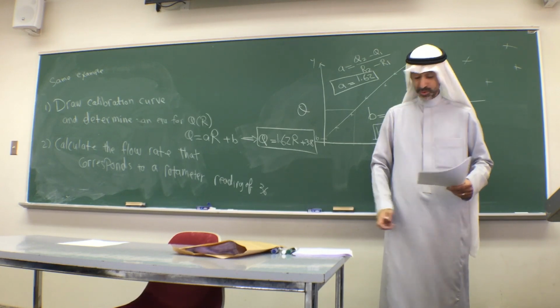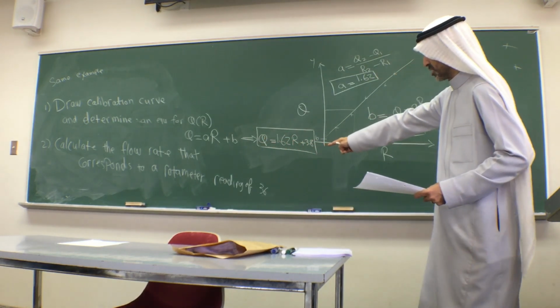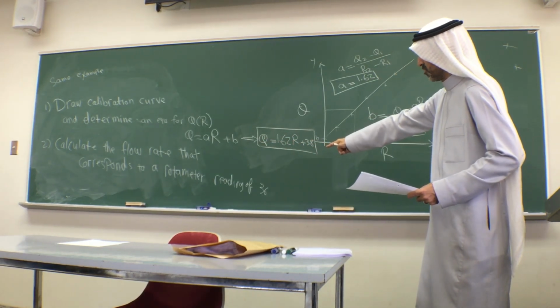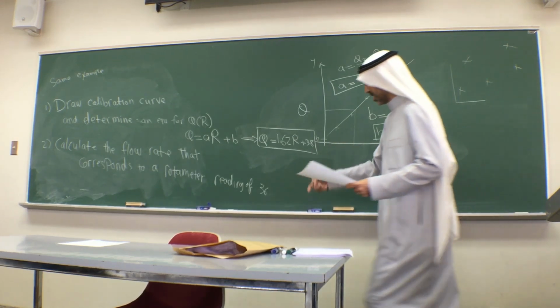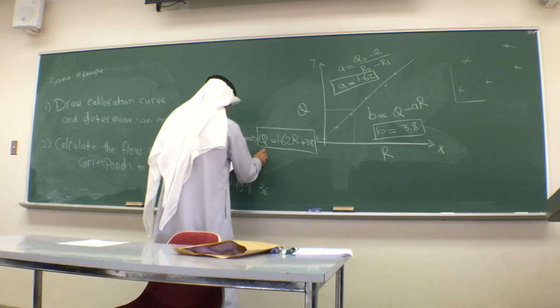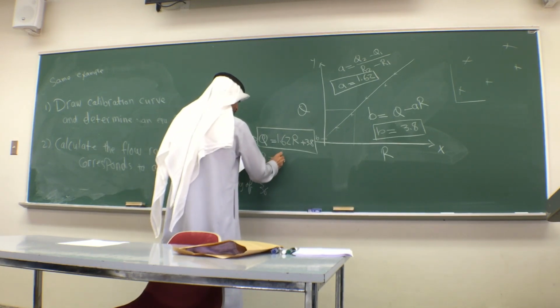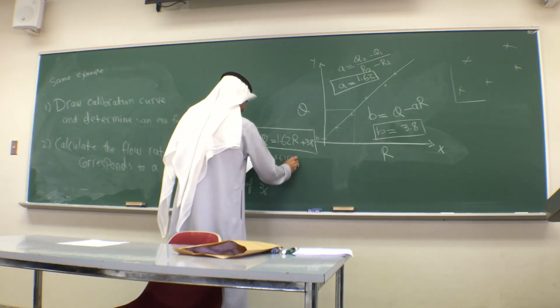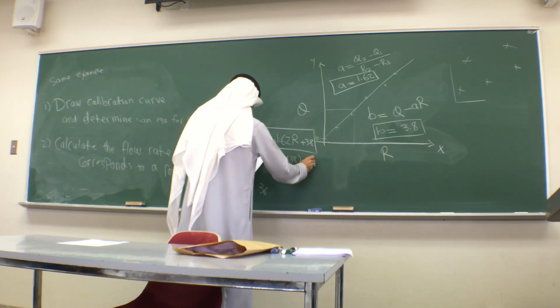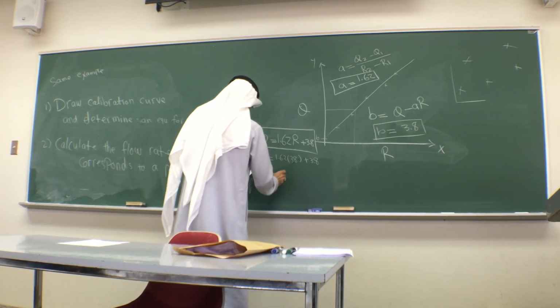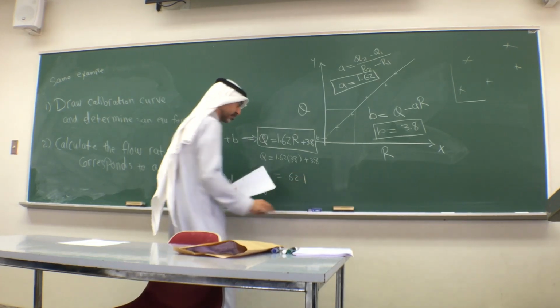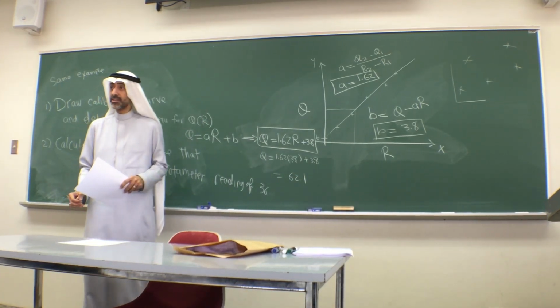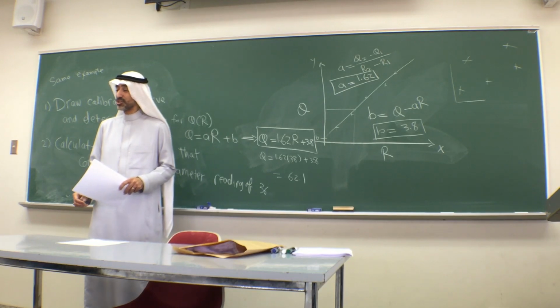Q, the corresponding Q. He is asking, what if the reading is 36? What will be the Q? I can say here Q equals 1.62 times 36 plus 3.8, so it equals 62.1. Right?